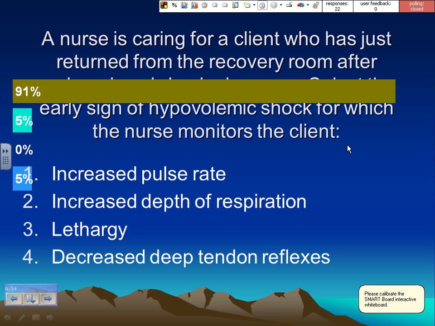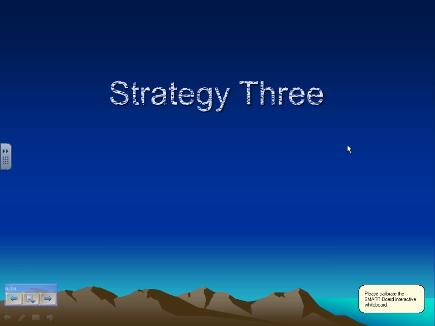That's the first compensatory mechanism that your patient is going to exhibit as they start to lose blood volume, lose oxygenation. Next thing, probably increased depth of respiration that you'll see. The lethargy, the DTRs, those are going to be way down in the third or fourth phase of shock.